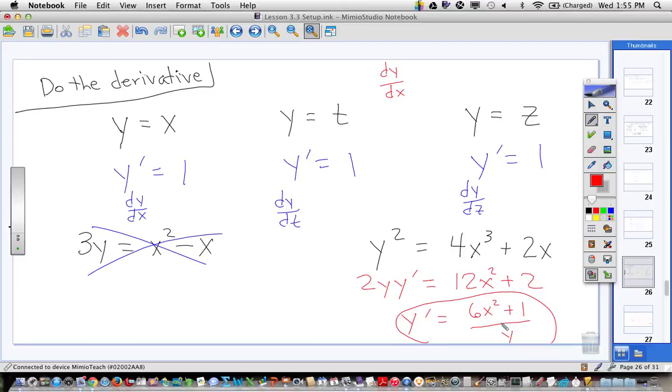If we know the x value we want the slope at, we'll just put it into the original, get the y, and then plug those values in. But you wouldn't have to do it on the gateway. You would just stop right here.